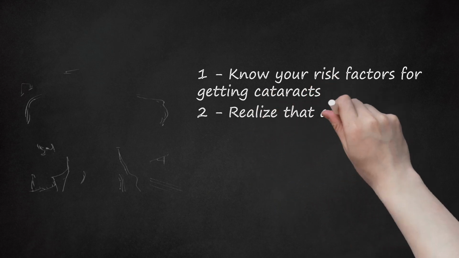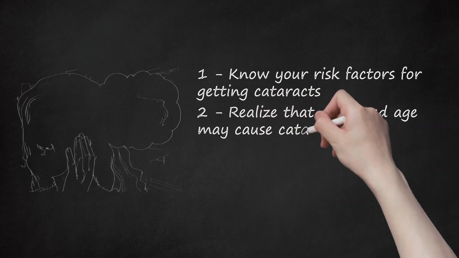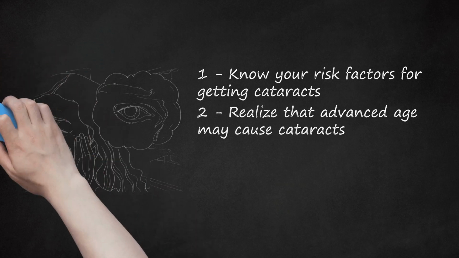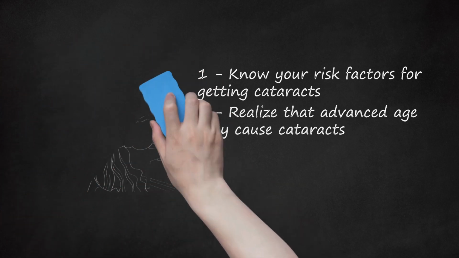2. Realize that advanced age may cause cataracts. At age 75, nearly 70% of all people have cataracts. With age, your eyes become less flexible and more prone to the accumulation of protein that causes cataracts. Our eyes' lenses become thicker with age, making them less transparent and less flexible. This can lead to cataracts due to protein buildup. Cataracts are pretty common in older people. If you're over 40, it's important to get checked for cataracts on a regular basis.